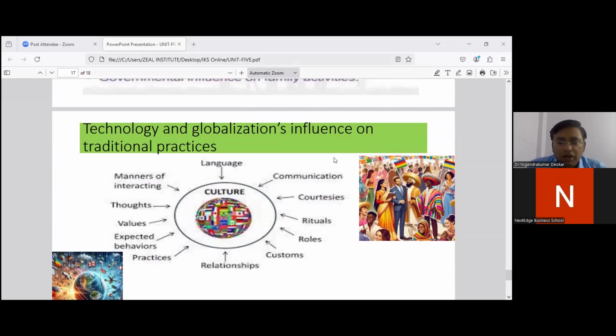Language is another aspect: you should learn many languages. You should communicate with people from different parts of the continent. You should know their rituals, roles, customs, relationships. When you are considering Vasudhaiva Kutumbakam, you should understand and respect the culture of other people also. Then and only then can you do business with them. Their different practices, manner of interaction, thoughts, values, expected behavior: all these factors exist in a culture. One culture has one set of factors and another has different ones, and you should accept the difference and try to adapt. Then and only then can you survive in a global environment.